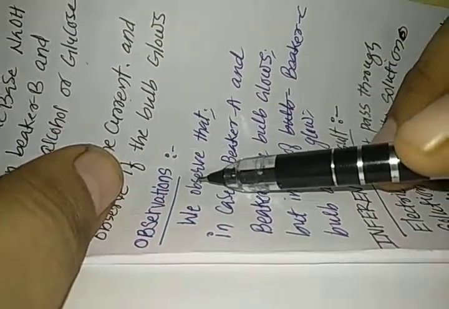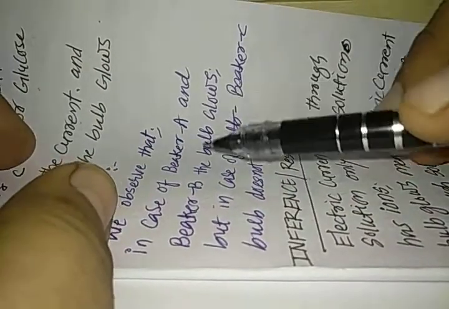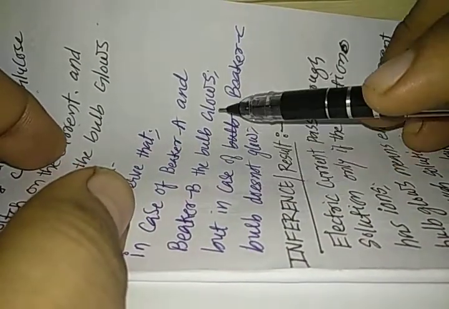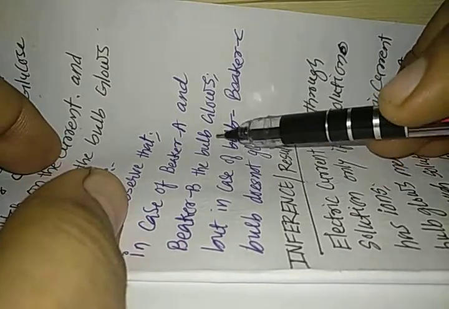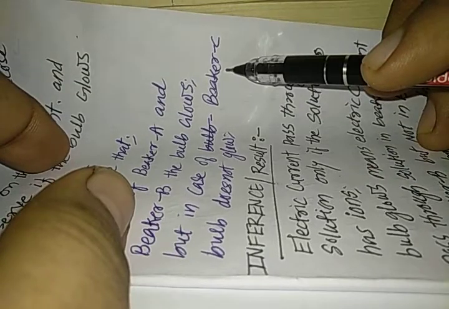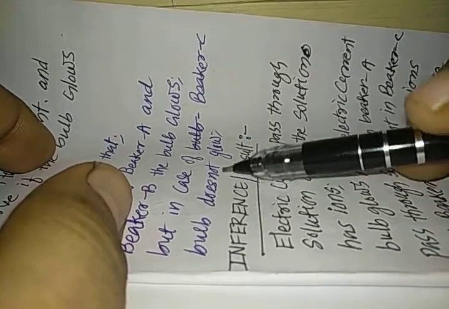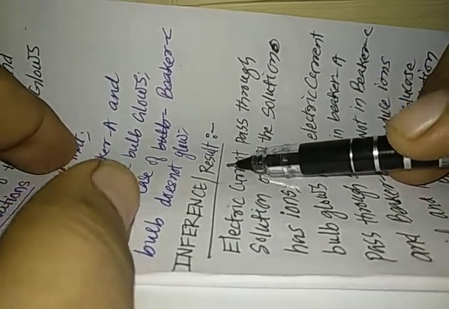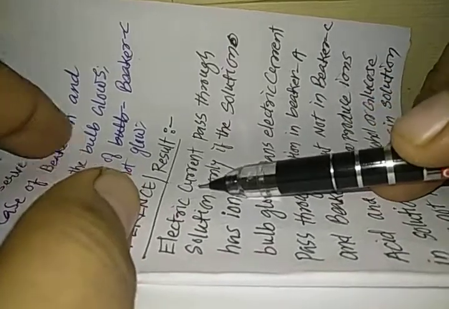What are our observations? We observe that in the case of beaker A and beaker B, the bulb glows. That means in the case of acid and basic solution, the bulb glows. But in the case of beaker C, that means the solution of glucose or the solution of alcohol, the bulb does not glow. What do we understand from this activity, which is known as the inference or result?